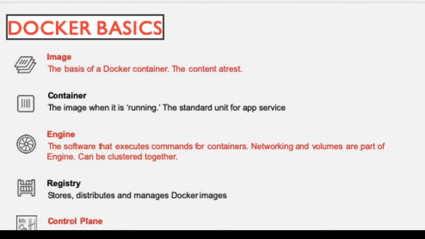So what we need to know when you are probably interested in using a Docker. Some of the basics you should understand are something called an image. This image will serve as the basis for a Docker container. Then you have a container. The container is nothing but the image that is running.